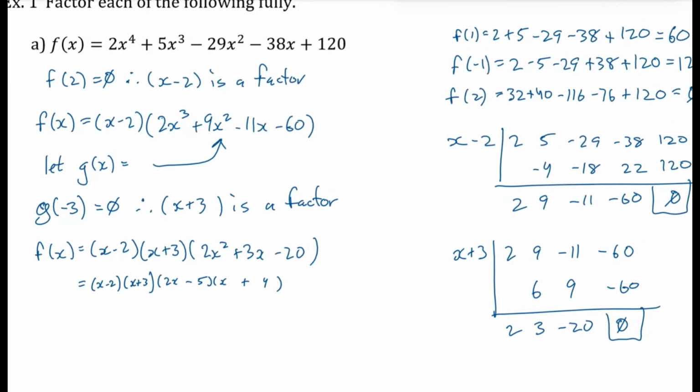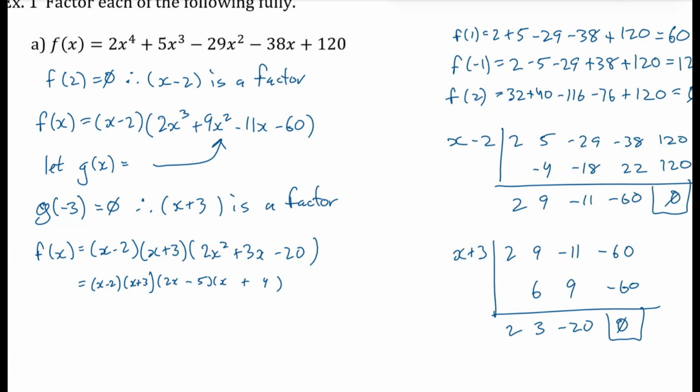Take a look at the last number in each of the brackets, -2 and 3 and -5 and 4. What will they multiply up to if I multiply them all together? Do it on your calculator. -2 times +3 times -5 times 4. 120. It gives you 120. Don't they have to give you the original constant?